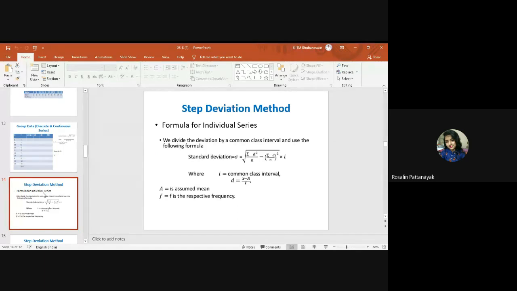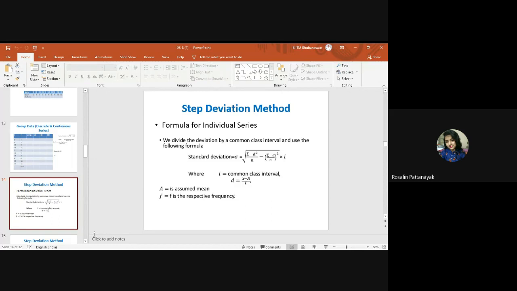Before proceeding to solve numericals on this method, first you have to write it down. If you are done, just text a message on the chat box. Did it finish? Okay, fine. Move to this method or formula for your individual series.